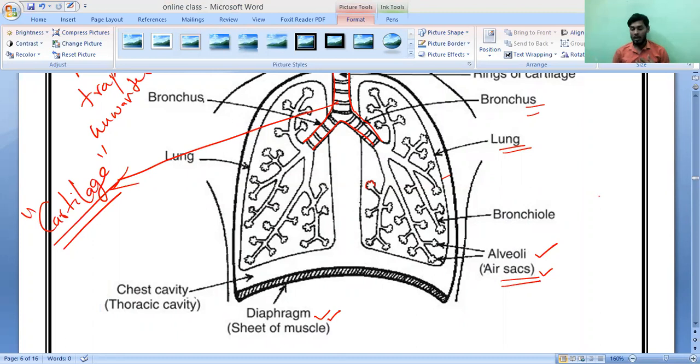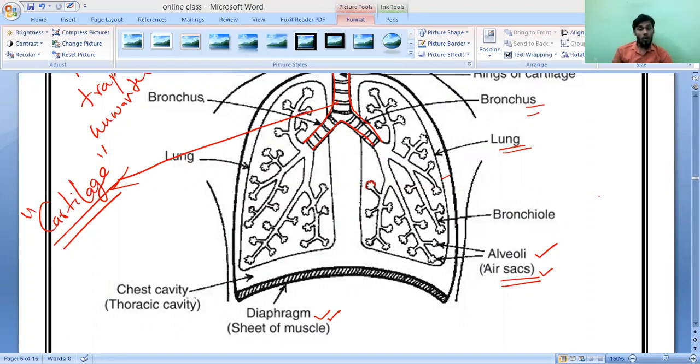Understand? I have seen one of my known relatives. She faced that problem for so many years. Every month they used to replace the pipe in her throat. They arrange some artificial windpipe because this windpipe is not functioning properly.